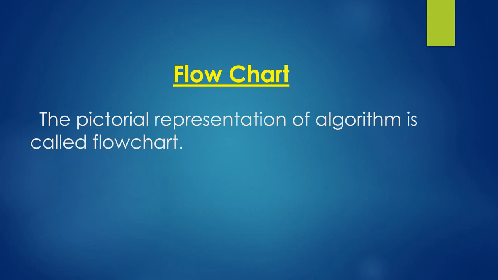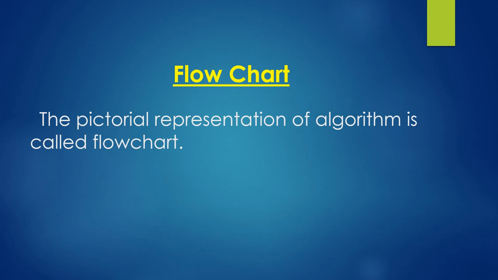Last class we discussed the stages in computerized problem solving. What are all the stages in computerized problem solving? Problem definition, problem analysis, then design of solution, coding, testing and debugging, and code maintenance. Problem definition means understanding the given problem. Problem analysis means we have to find out what are all the inputs and what are all the outputs.